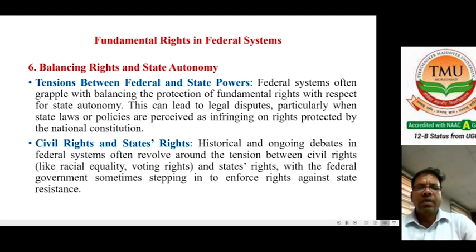Next is civil rights and state rights. Historical and ongoing debates in federal systems often revolve around the tensions between civil rights, like racial equality and voting rights, and state rights, with the federal government sometimes stepping in to enforce rights against resistance. These are the important rights mentioned in the federal system of government.